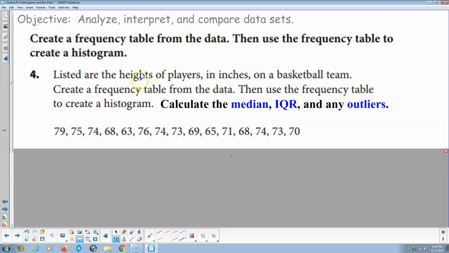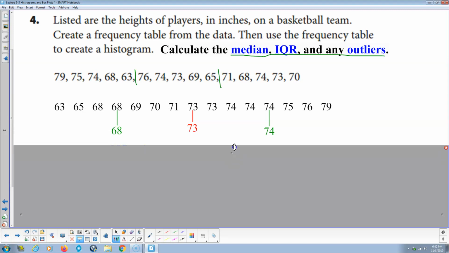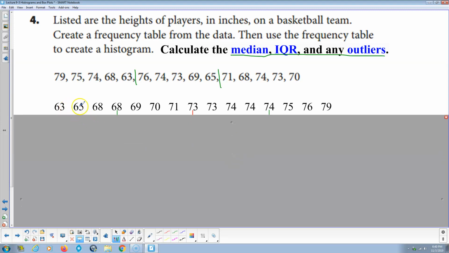Same thing here. When we were talking about heights of players and inches on a basketball team, we're going to calculate the same things, the median, the IQR, and any outliers. So I've got 1, 2, 3, 4, 5 data points here, 1, 2, 3, 4, 5 data points there, 3 times 5 is 15. 1, 2, 3, 4, 5 there, 1, 2, 3, 4, 5 there, exactly 15. So I think I have the data replicated.